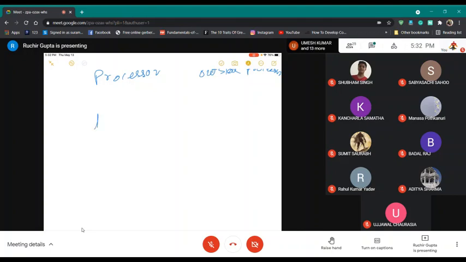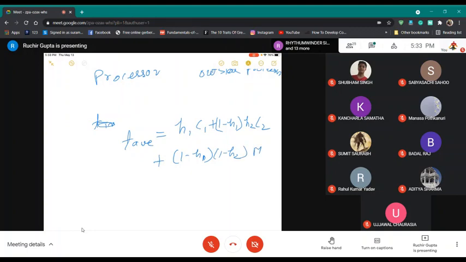In that case, the average time T average can be written as H1 C1, where H1 is the hit rate of the L1 cache and C1 is the access time for the L1 cache, plus (1 minus H1) times H2 C2, where H2 is the hit rate for the second one and C2 is the access time for the second one, plus (1 minus H1)(1 minus H2) M. So this becomes the average time required.